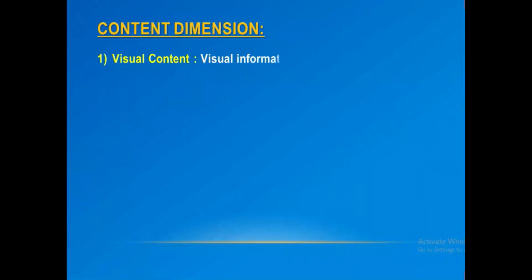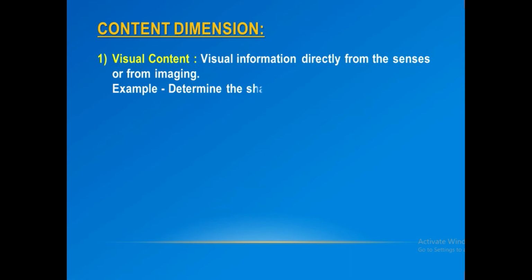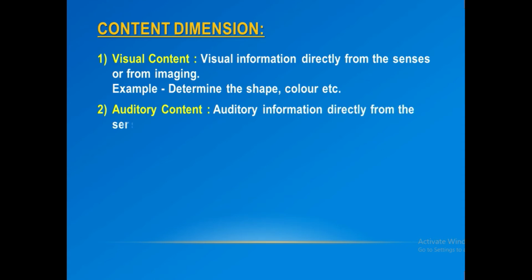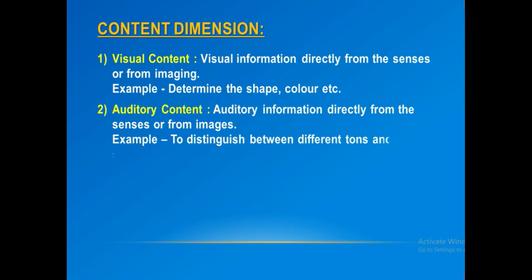Start with visual content. Visual information comes directly from the senses or from imagery. An example is determining shape, color, etc. Next is auditory content. Auditory information comes directly from the senses or from images. Examples are distinguishing between different tones and sounds, etc.